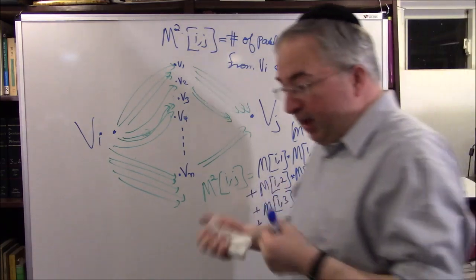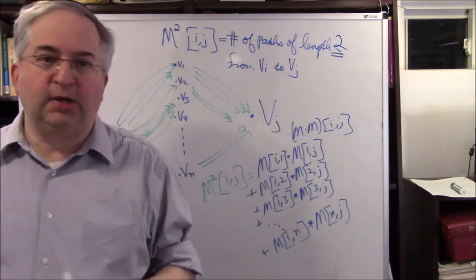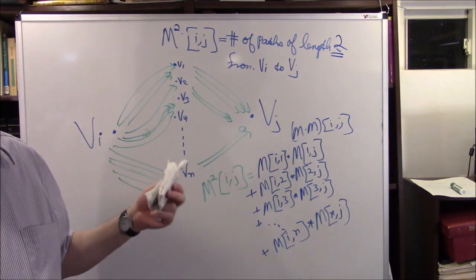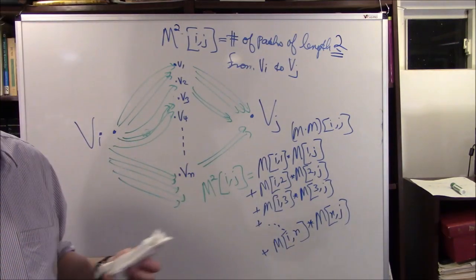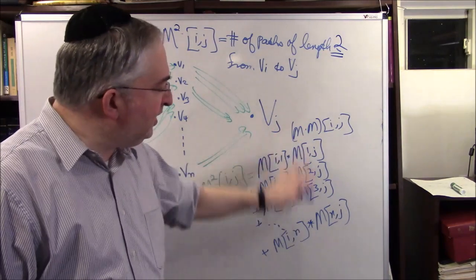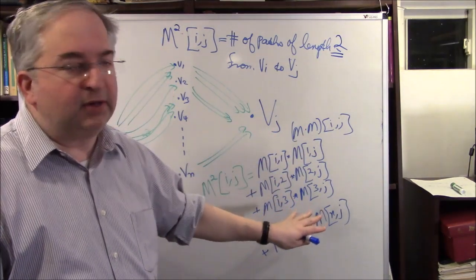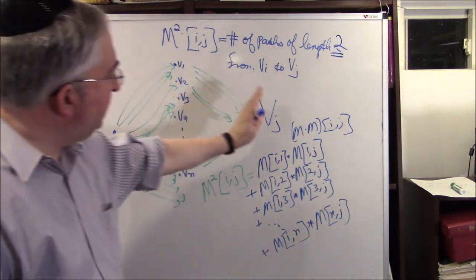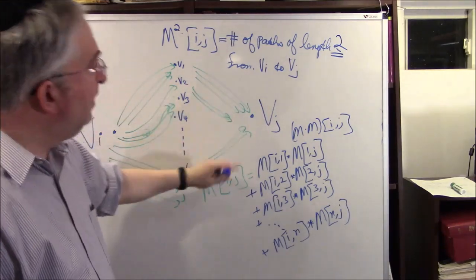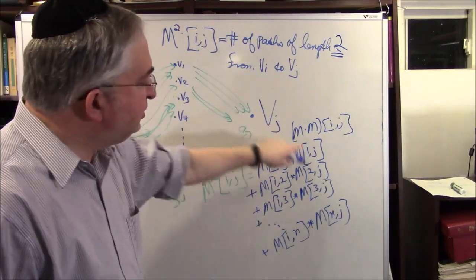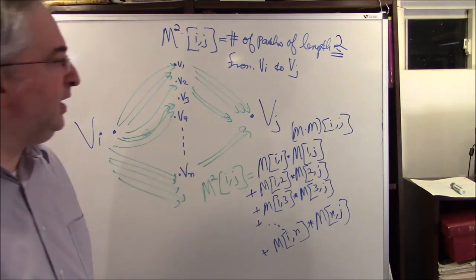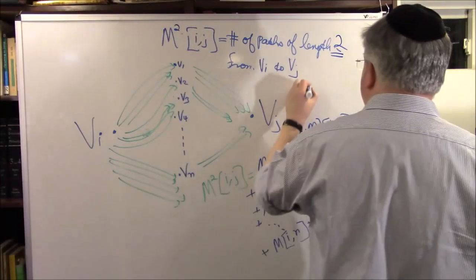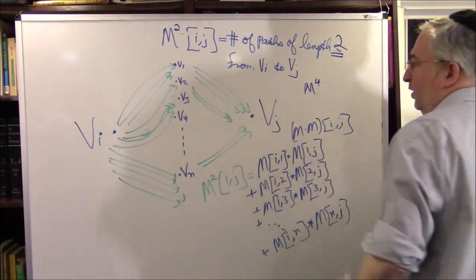So I started off talking about matrix multiplication saying we could multiply it the simple way, but I said that never shows up. Here you can see exactly where it shows up. The number of paths from here to here of length 2 is equal to that expression. I just want to warn you, on the test I can easily ask you for M4.